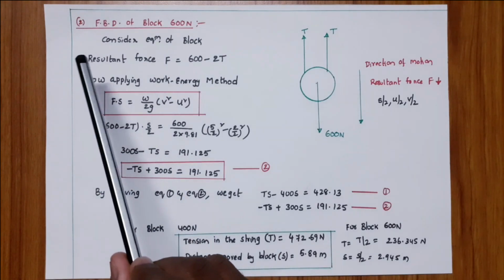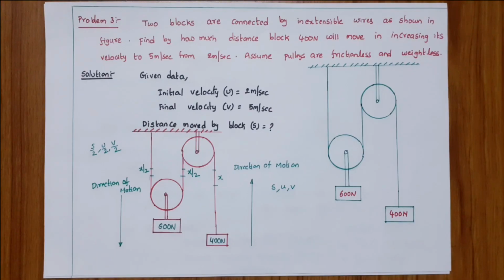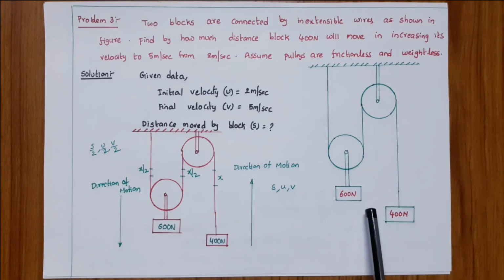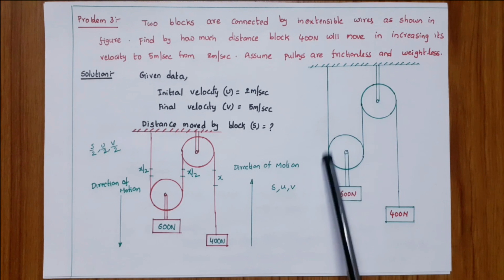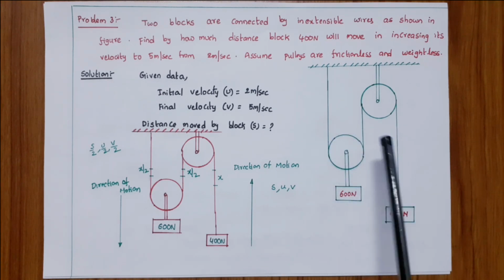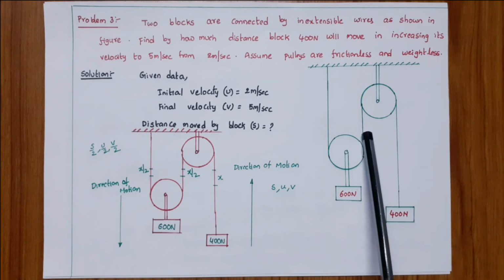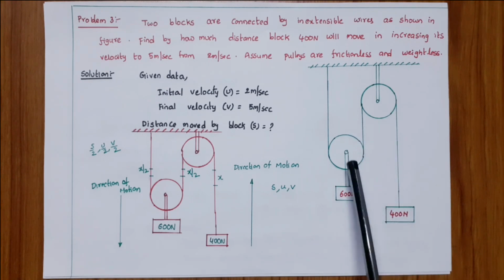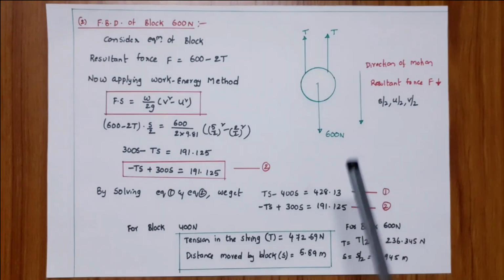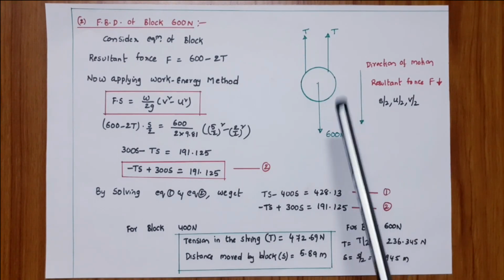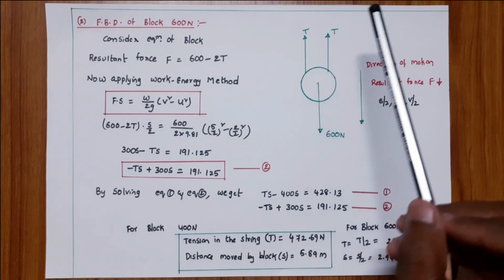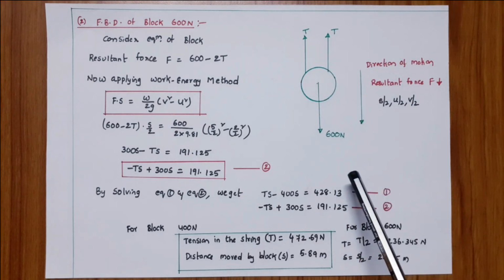Now the FBD of block 600 Newton. Here the 600 Newton block is moving downwards. This pulley has two strings. In this string the tension is T, and in the other string the tension is also T. So finally the tension on this pulley is 2T. Tension is always acting away from the block, so tension is acting upwards and the weight is acting downwards.